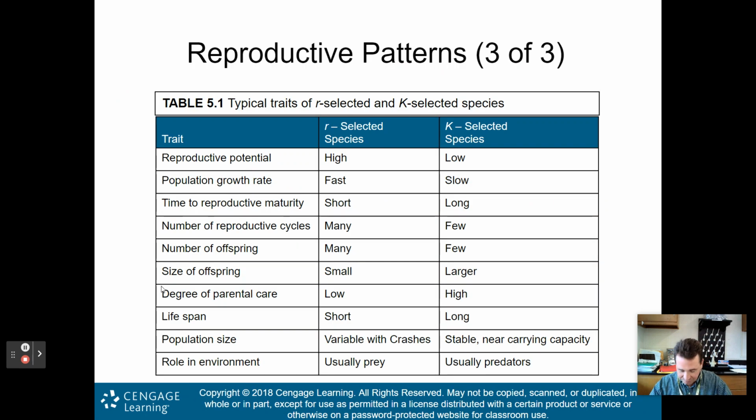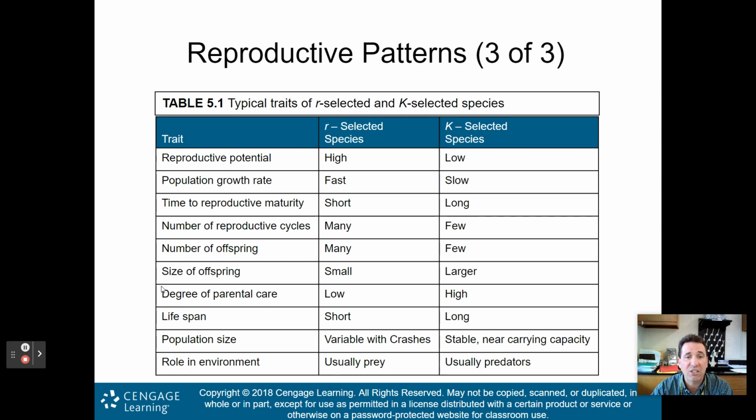So here is a great chart showing traits on the left and then R-selected and K-selected species here. My advice is to really understand most, if not all, of these traits. So reproductive potential, high in R-selected, low in K-selected. The population growth rate for R-selected is going to be fast, going to be that J curve. For K-selected, might be a little slower, might be more of that S curve.